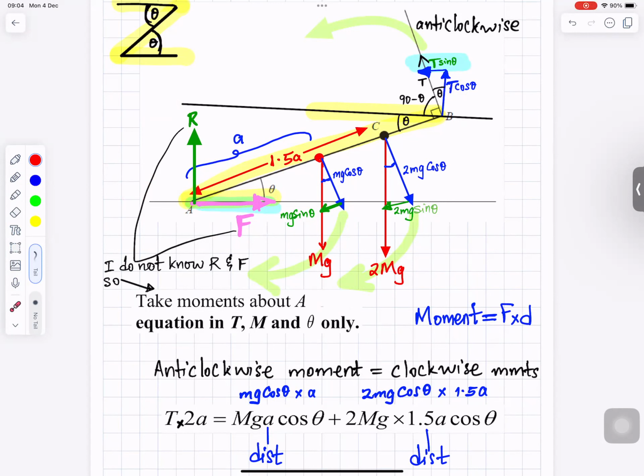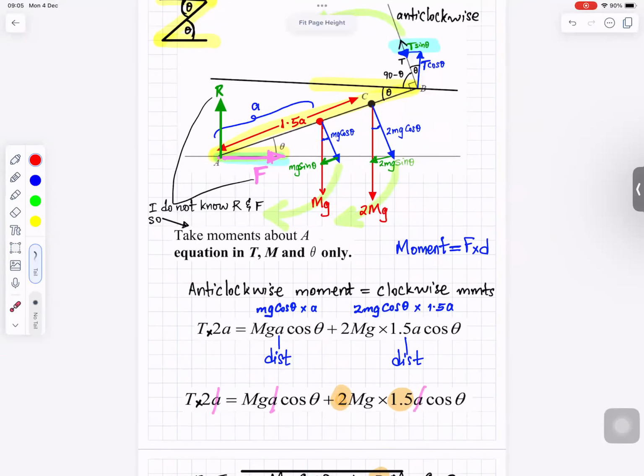So we need to find the equation. Moments is given by force times distance. So we want to look at anti-clockwise moment and clockwise moment. Anti-clockwise, think of the clock. Anti-clockwise is the mg cos theta times A. And clockwise, let me put that, not mg cos theta times A. Let me explain that again to you. Put it smaller so you can see clearly.